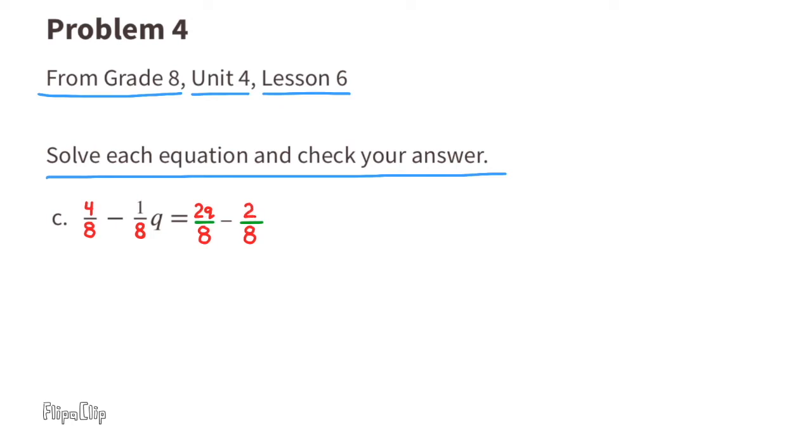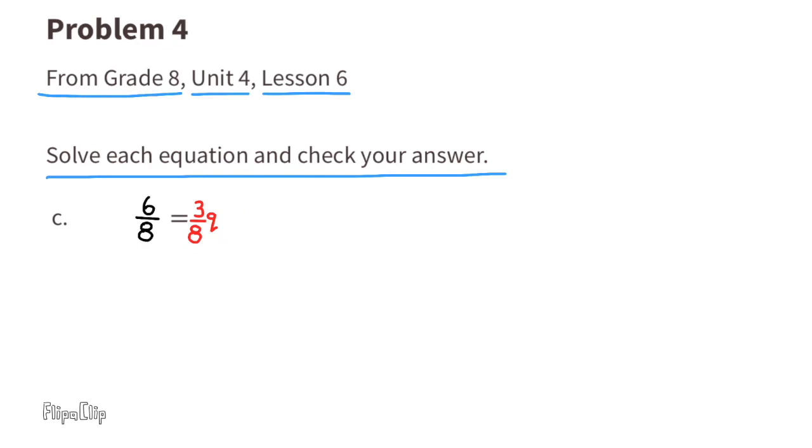Let's collect the q's just on one side of the equal sign. And we can do this by adding 1/8 q to both sides. Negative 1/8 q plus 1/8 q cancels each other out, and 2q over 8 plus 1q over 8 equals 3q over 8. To get the term with the q in it by itself, we have to add 2/8 to both sides. Negative 2/8 plus 2/8 cancels each other out, and 4/8 plus 2/8 equals 6/8.